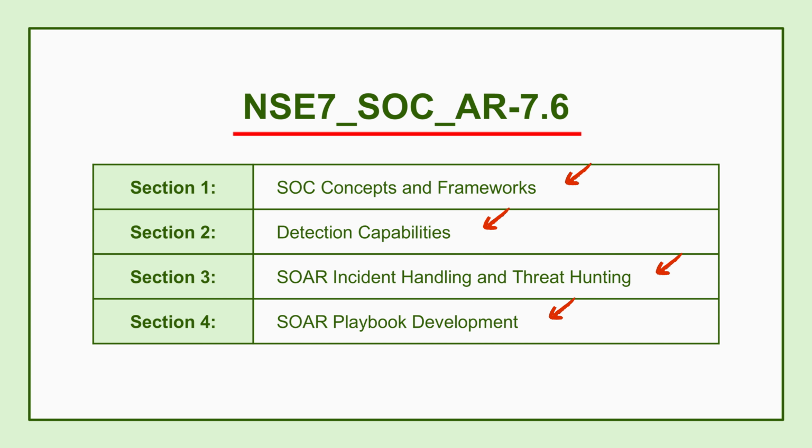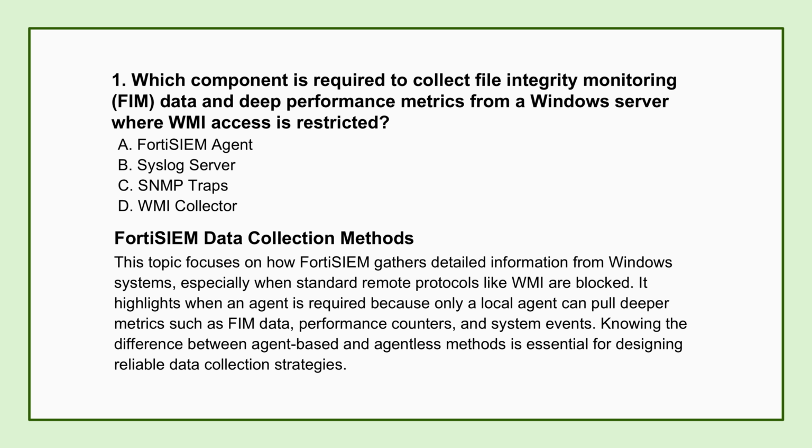Okay, let's unpack this. Starting with getting the data in the first place. So, FortiSIEM. This is your data aggregator. And a problem that comes up all the time, and we see it in our source material, is trying to get critical data. I'm talking file integrity monitoring, FIM, deep performance stuff from a Windows server. Right, but the server is hardened. Exactly. Standard WMI, Windows Management Instrumentation, is completely blocked for remote access because of internal security policy.